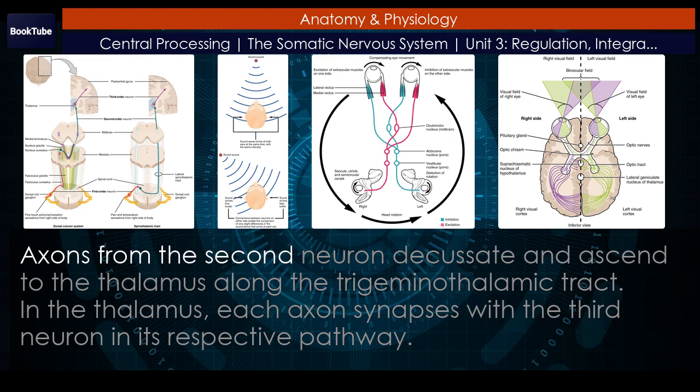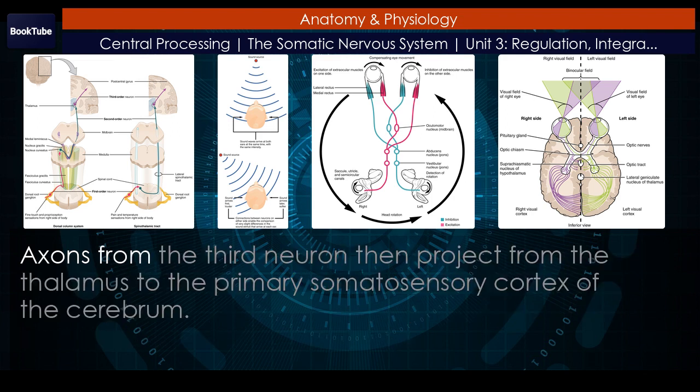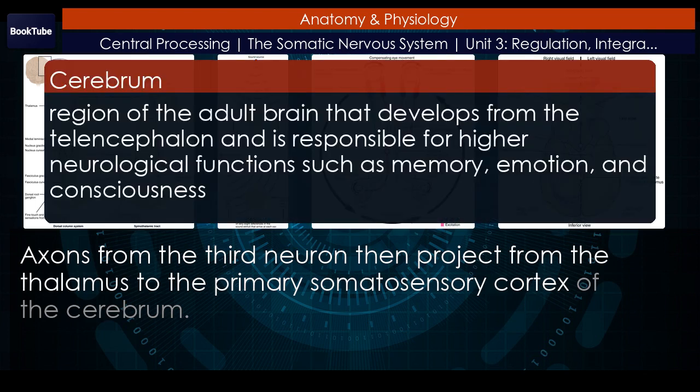Axons from the second neuron decussate and ascend to the thalamus along the trigeminothalamic tract. In the thalamus, each axon synapses with the third neuron in its respective pathway. Axons from the third neuron then project from the thalamus to the primary somatosensory cortex of the cerebrum.